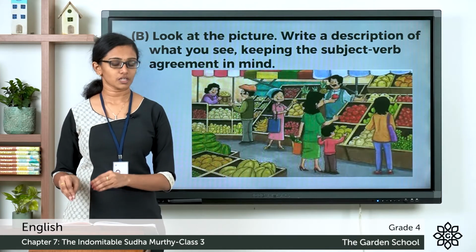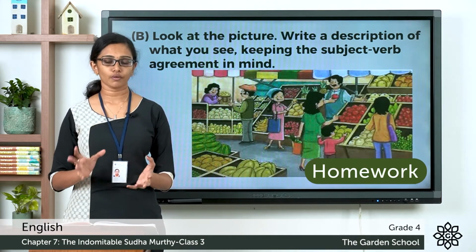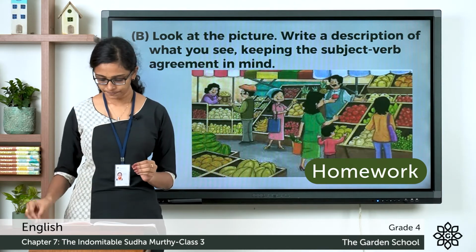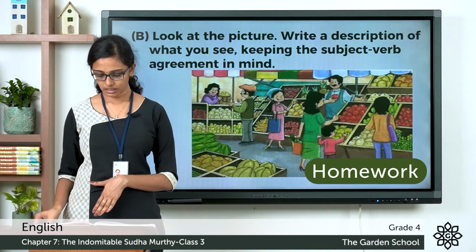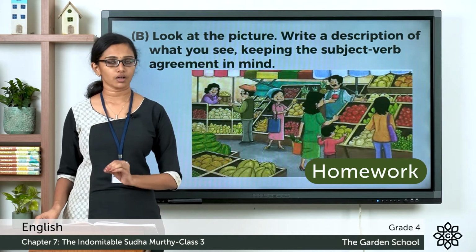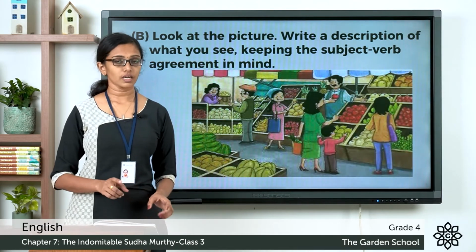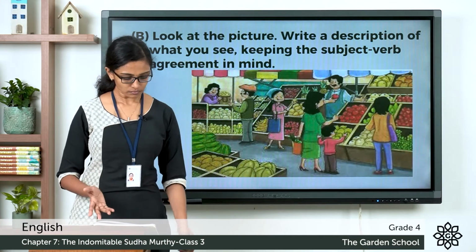Similarly, observe this picture carefully and make up your own sentences keeping subject-verb agreement rules in mind. Now you have to do this as an activity. You can write the sentences in your notebook, take a picture and send us. Now we'll move on to the next section.